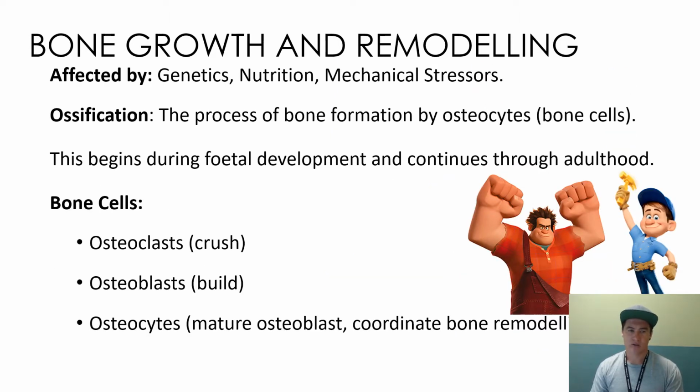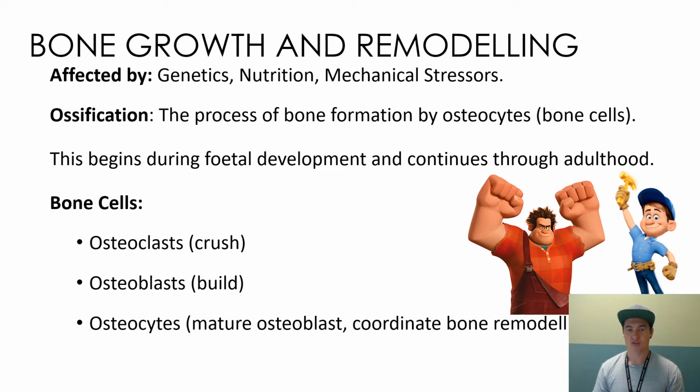So this slide is about how our bones grow and how they remodel, which happens consistently from fetal development through to childhood development until adult development, and continuing on right through your adult life. It's affected by genetics, so you can't choose your parents, so your genetics determines bone growth and remodeling, nutrition, so what you consume, and mechanical stresses such as putting load through bones.